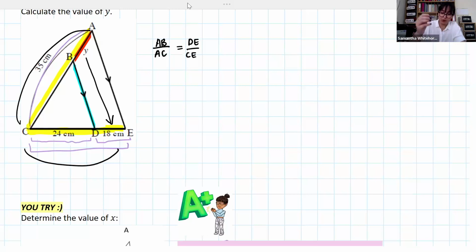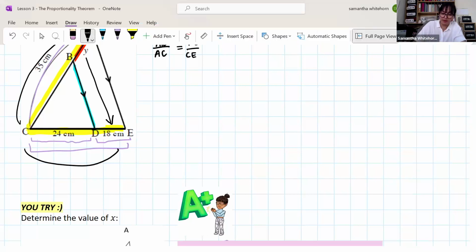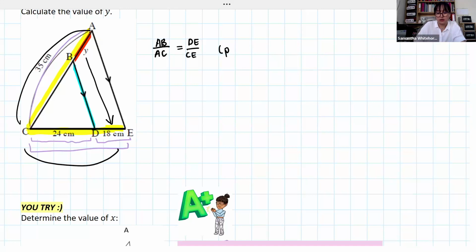Cool. We need to give our reason: prop theorem, or line parallel to one side of triangle. I just find that reason quite wordy, so I use prop theorem. And then just remember to state your parallel lines, AE parallel to BD. Now we start subbing in what we know. So AB is y. AC we were given as 35 centimeters. DE we know is 18.